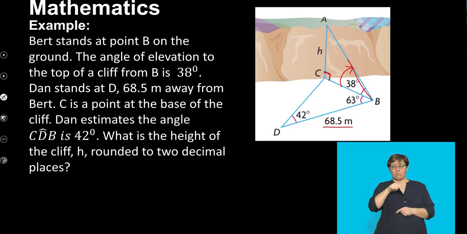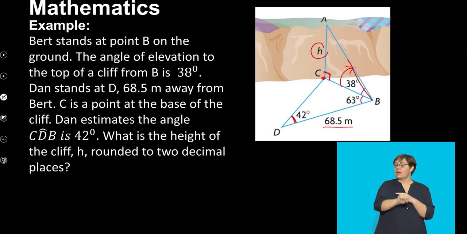Dan stands at D, which is 68.5 meters away from B. C is at a point at the base of the cliff, so we can join those lines. And Dan estimates that the angle CDB is 42 degrees. So this angle between the cliff and B is 42 degrees. He wants to know what is the height of the cliff, h, rounded to 2 decimal places.